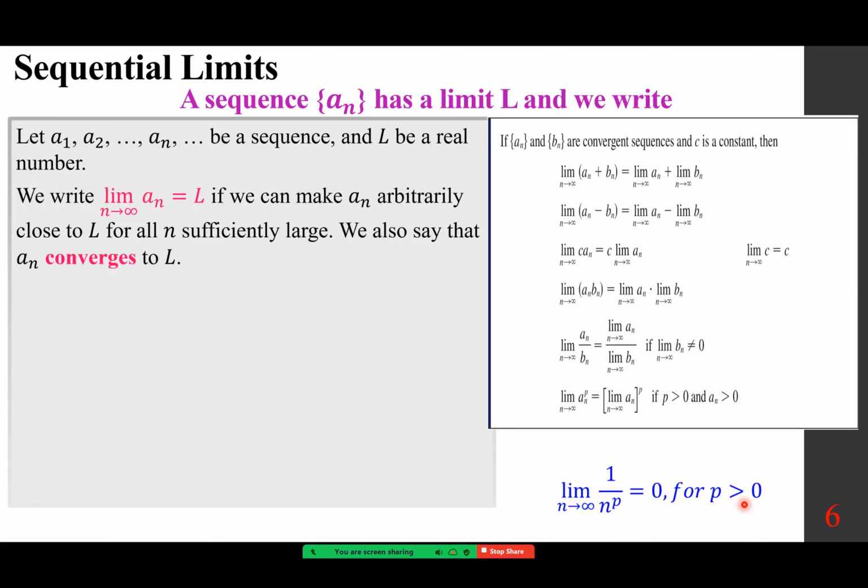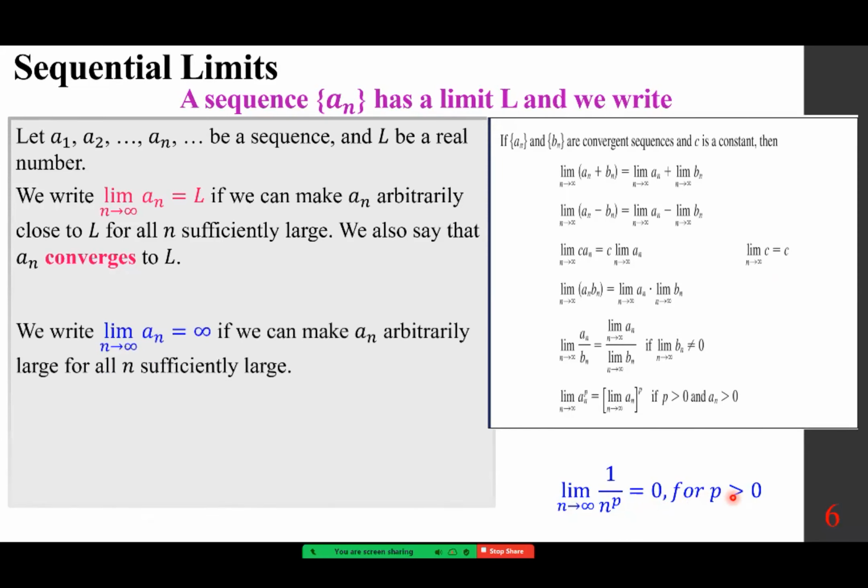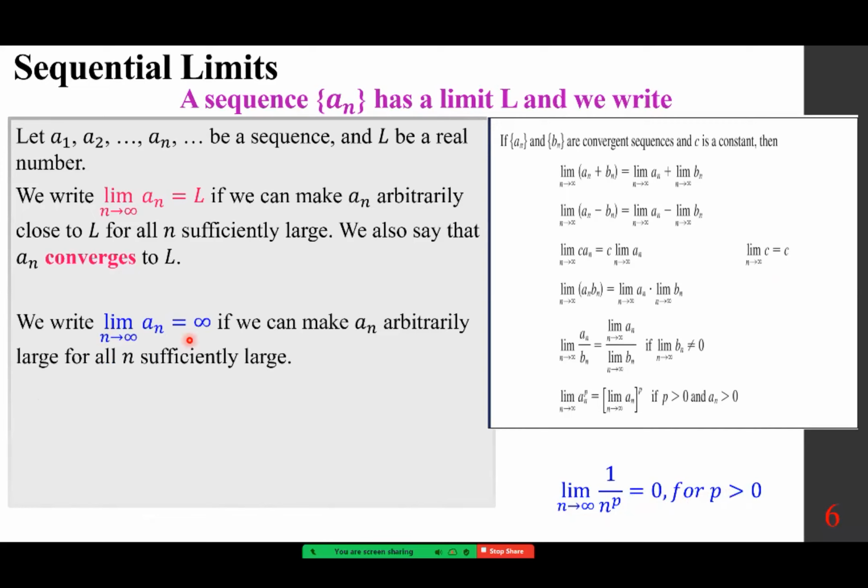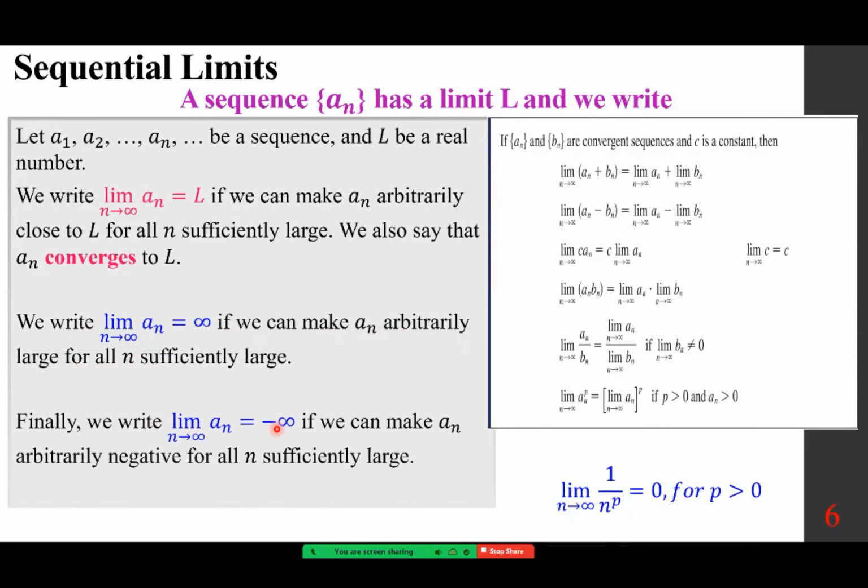You remember this theorem? The limit of 1 over n to the power of p as n approaches infinity is 0 as long as p is positive. Now, what happens if it's infinity? We write the limit of a sub n as n approaches infinity equals infinity if we can make a sub n arbitrarily large for all n sufficiently large. And it's negative infinity if we can make a sub n arbitrarily negative for all n sufficiently large. Needless to say, these last two cases are examples of divergent sequences. So the sequence diverges in the last two cases.